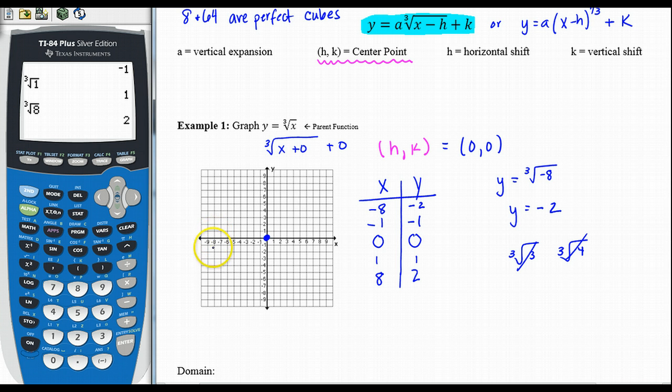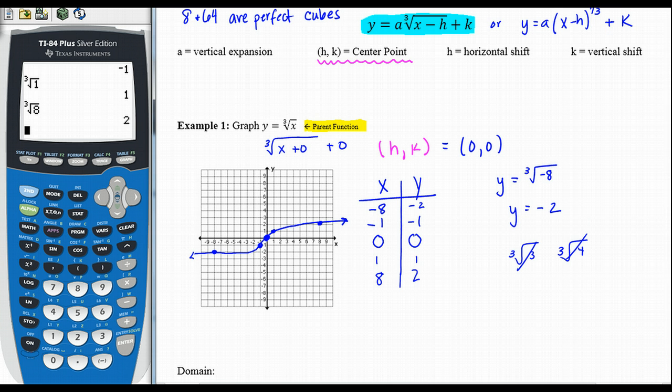So I've got negative 8, negative 2. I've got negative 1, negative 1. I've got 0, 0, which we already plotted. I've got 1, 1, and 8, 2. So now this may look weird to you, but if you just go from left to right and go through all the points that we have, we get our function. And this is actually the parent function of what all cube root functions pretty much look like. From here on out, we're just going to manipulate it. We're going to move it up, down, left, right, expand it, and they're all going to have this basic shape.